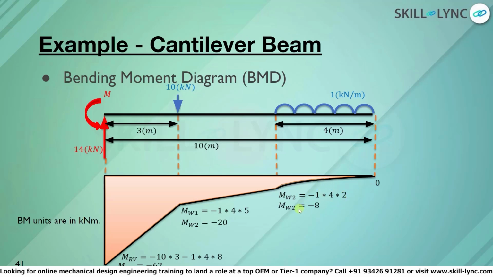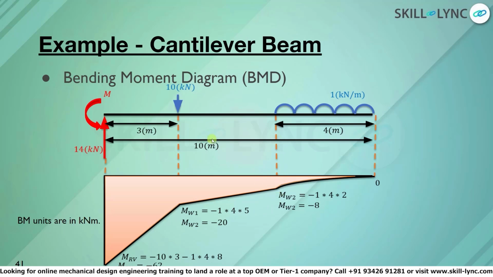Thus, we can calculate MW2 to be equal to minus 1 into 4, which is a 4 kilonewton load acting at a distance of 2 meters. Thus, the moment at W2 is equal to minus 8 kilonewton meter. However, as this is a uniformly distributed load, the shape of the curve will be a parabola.